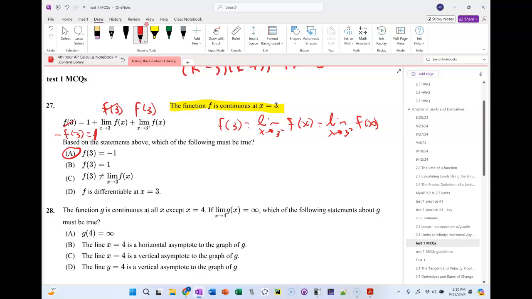They will never ask you to quote anything, but there'll be problems like this where you just can't do it if you don't literally know what continuity means. You know what I mean? If you just have a vague understanding and you don't know the definition of it, there's not much you can do with this problem.